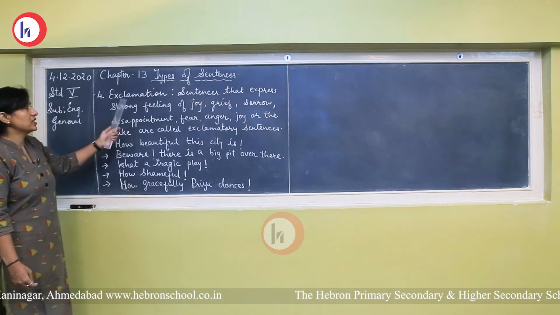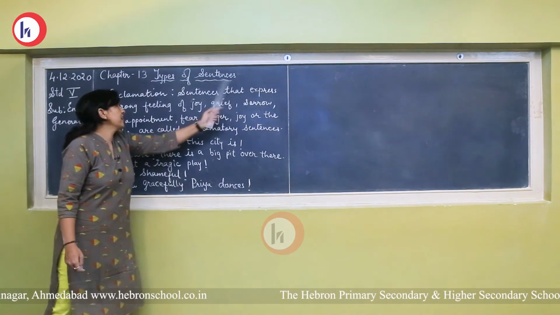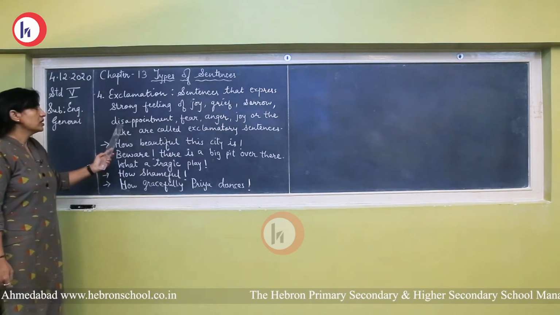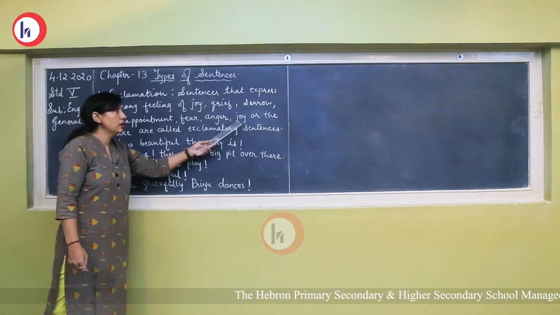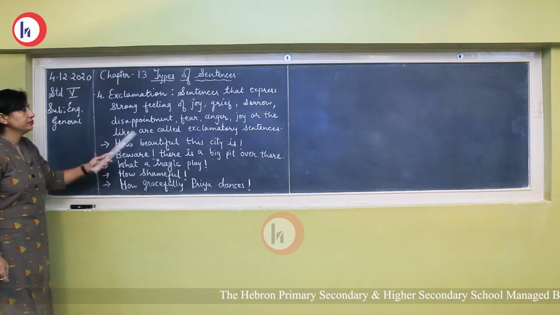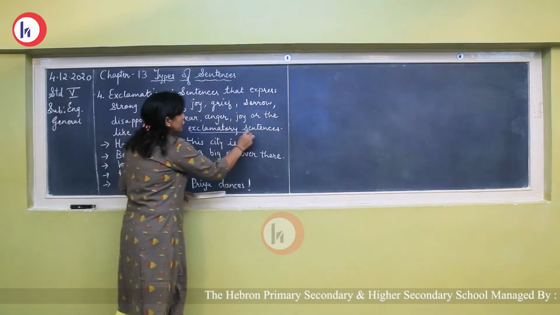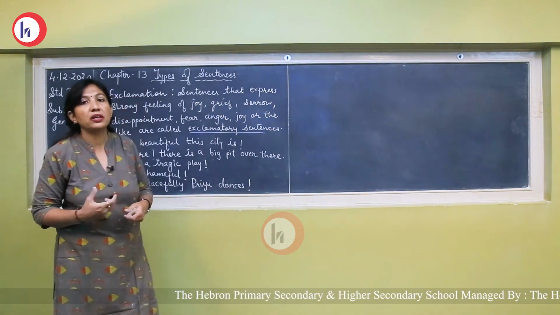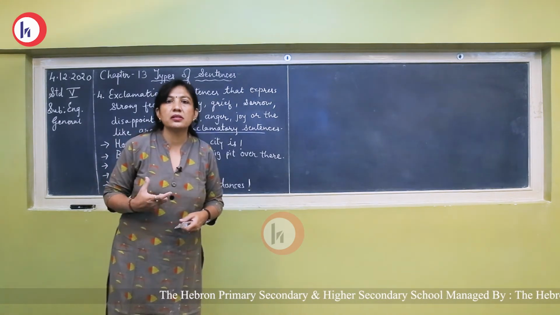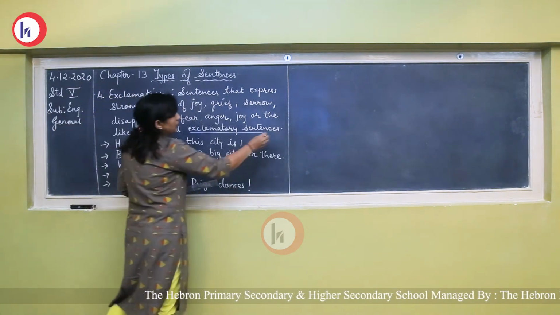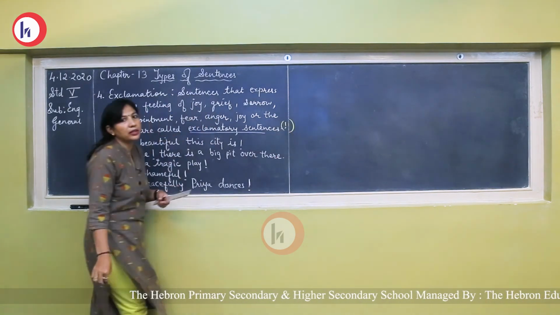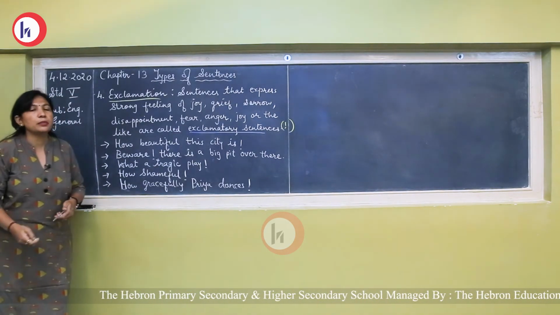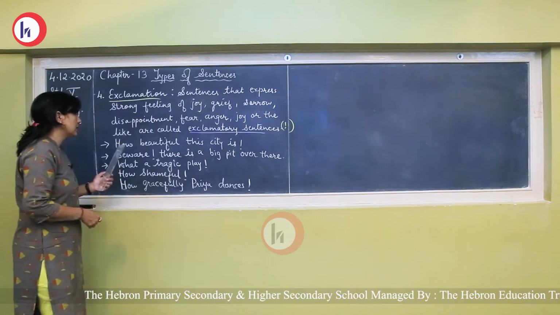Our fourth type is exclamation. Sentences that express strong feelings of joy, grief, sorrow, disappointment, fear, anger or the like are called exclamatory sentences. Means here we are showing our feeling, our grief, our sorrow, happiness. Then we use the exclamatory mark at the end of the sentence, and these are called exclamatory sentences. We'll see the example.